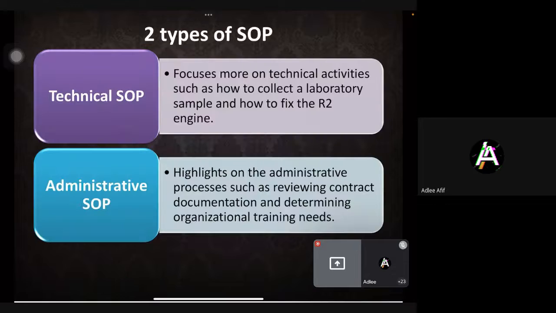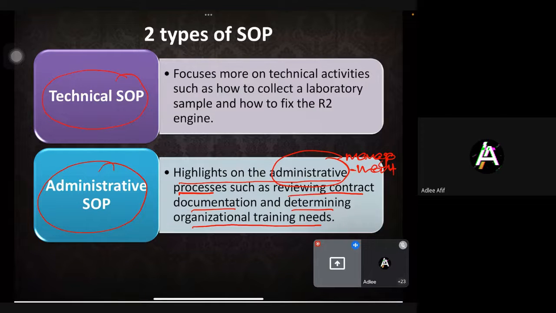Okay. All right, so basically there are two types of SOP: technical SOP and administrative SOP. Let's have a look at what is administrative SOP. So it highlights on the administrative processes, so only on the management part, such as reviewing contract documentation and determining organizational training needs.